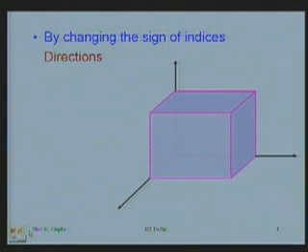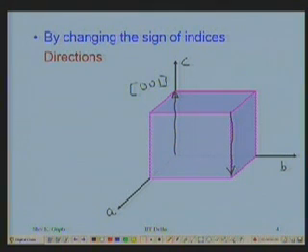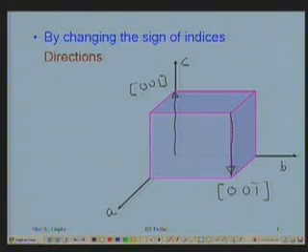By changing the sign of indices, it is possible in the case of directions to reverse the direction. Say for example, we talked about this direction. Before that, let's name these axes A, B and C. This direction is 0, 0, 1. But if I put this direction here, you can name it the way I told you yesterday, it will be 0, 0, bar 1. They are parallel, but the sense is opposite, right? That's how, by changing the sign, we don't change the sign for 0, and for 1 the sign is changed, it becomes bar 1, and the direction is reversed. You can try for any other direction for that matter.